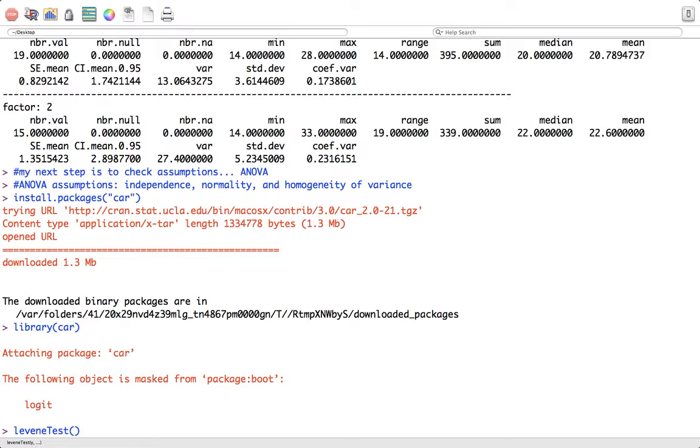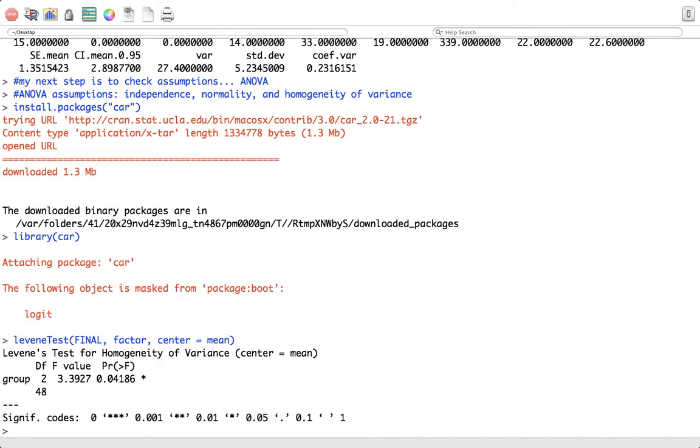And we could look at our quantitative variable of final over our group, which we've called factor. And I want the center to be the mean. And Levene's test for final exam score differs over groups, less than 0.05, so we have statistical significance. Raises a slight red flag, but you know, looking back at the box plots, it doesn't surprise me that there's a difference.